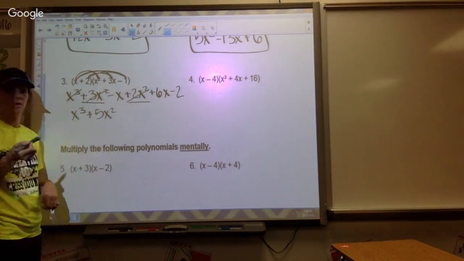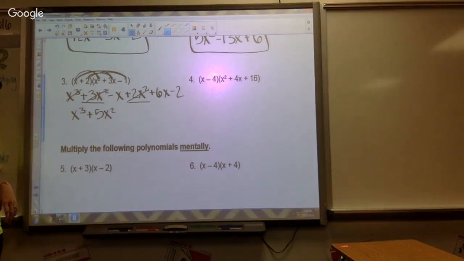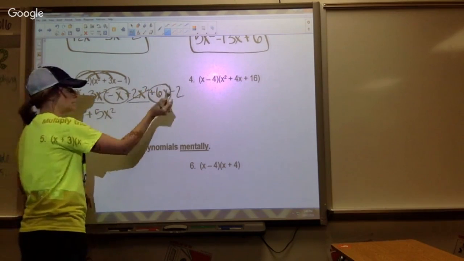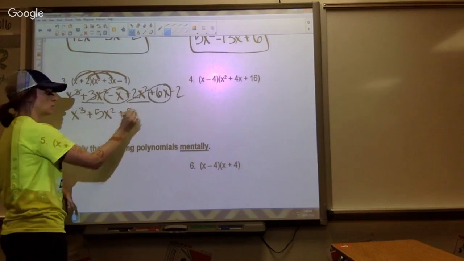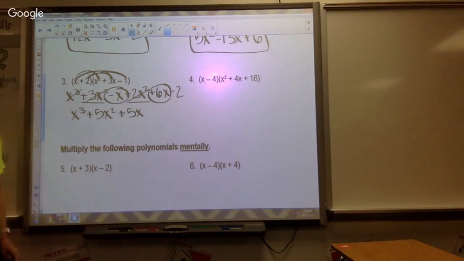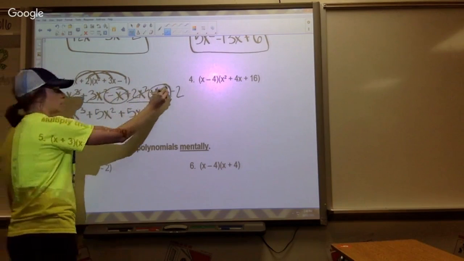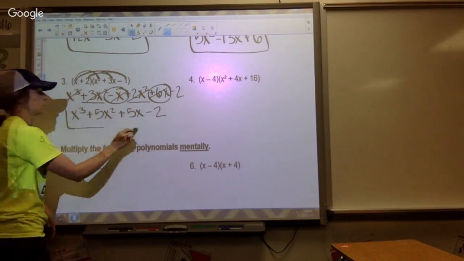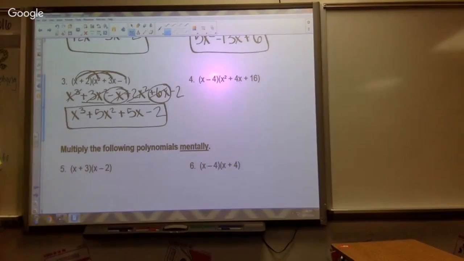And I like to cancel out as I'm combining them, so that way I know what I have left. Then we have a negative 1x plus 6x, which would equal positive 5x. And then we have left that minus 2 that we will bring down. We're not able to combine any more terms, so that would be your answer.